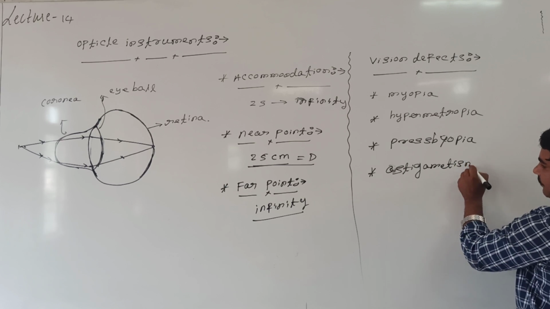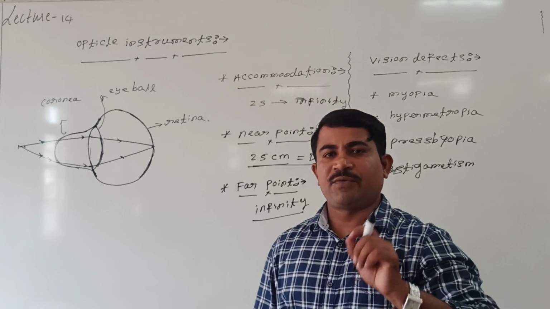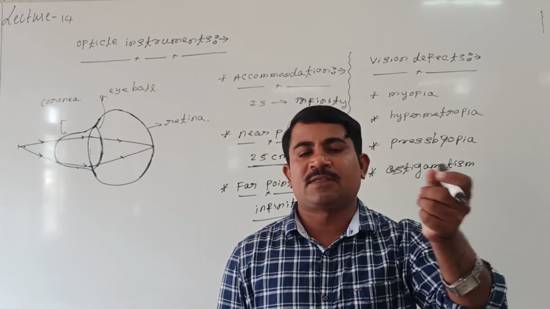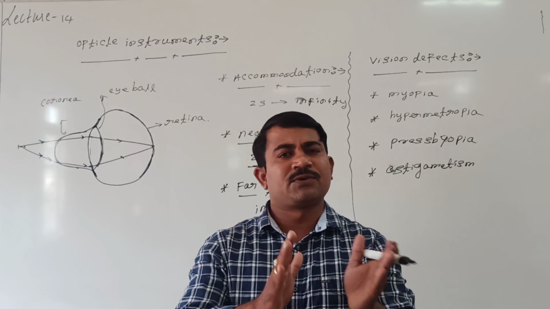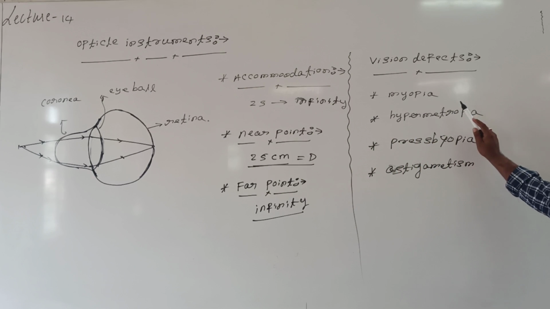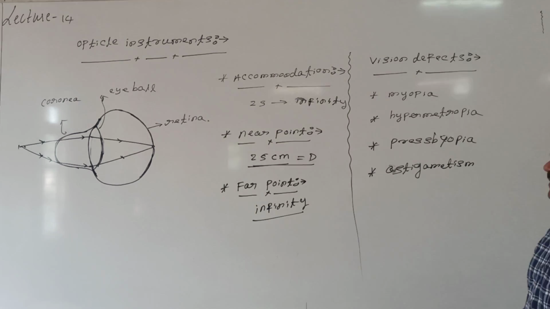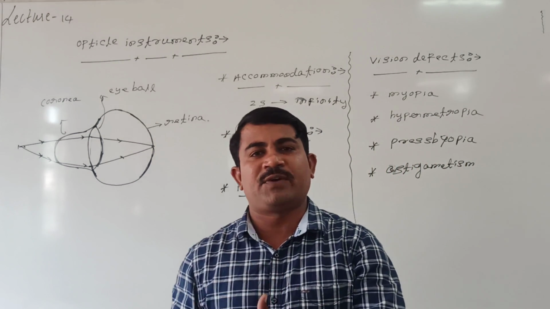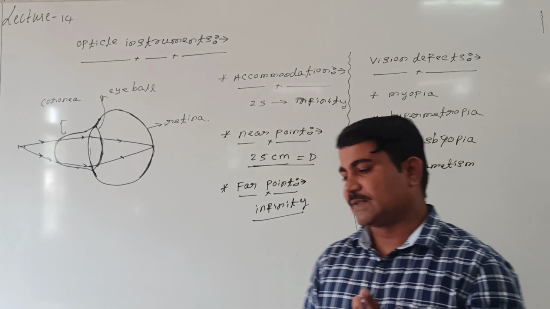Four types of vision defects exist. Vision defect means the image of the object does not appear on the retina. That eye is said to be a vision defect eye. That is due to so many reasons. So I classified vision defects into four types: myopia, hypermetropia, presbyopia and astigmatism. Now let us see one by one the vision defects, what are the reasons, and how they can be corrected.